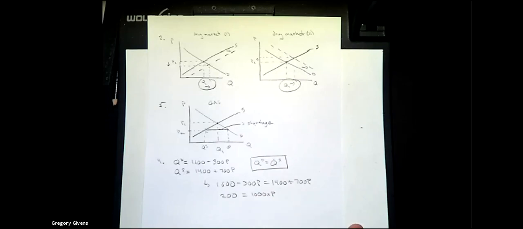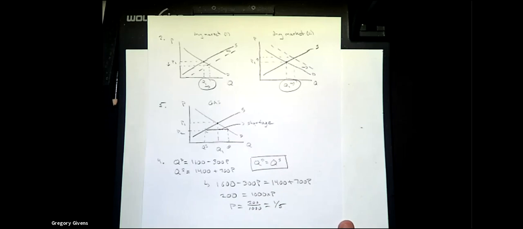Everybody's algebra skills not too atrophied, right? This is very, very easy math. And then simply divide both sides of the equation by 1000. And we get that the equilibrium price is 1/5.